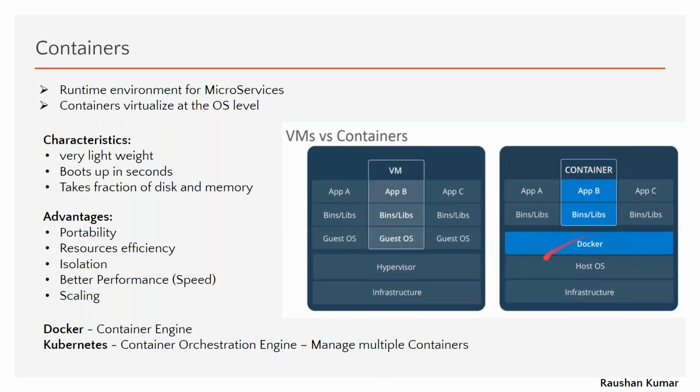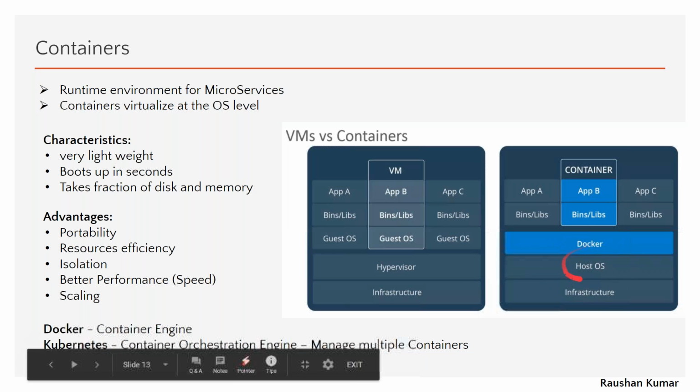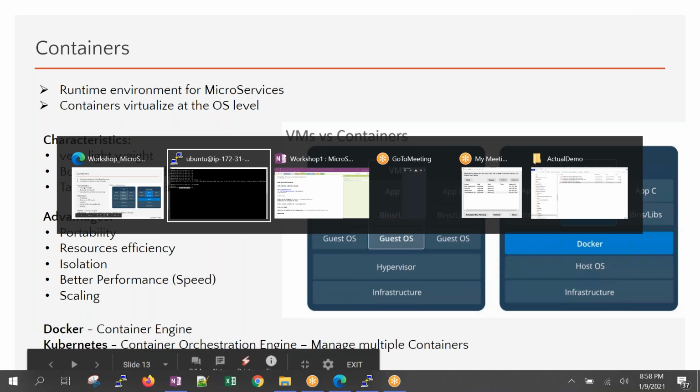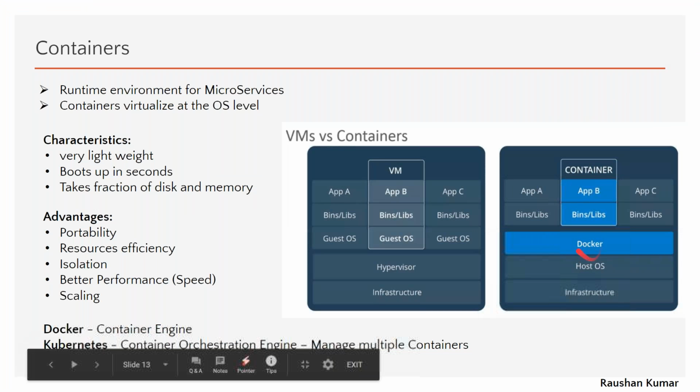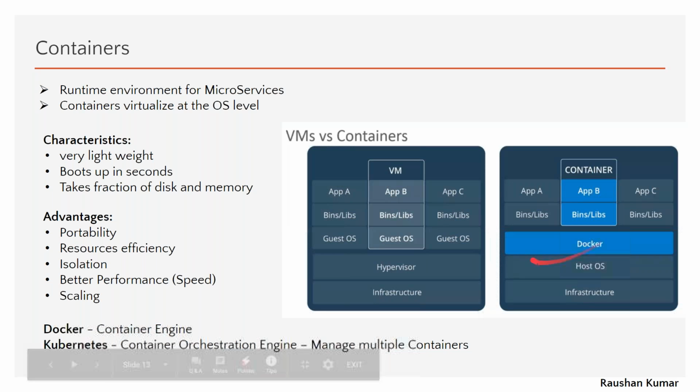I'm going to install a container engine on top of my operating system. So this is my instance, right? I'm going to install the Docker engine here, a container engine, which is nothing but Docker. There are other container engines as well, like Rocket and Podman, but Docker is very famous. So I'm going to install a container engine, and that happens to be Docker. Docker will help me create containers.